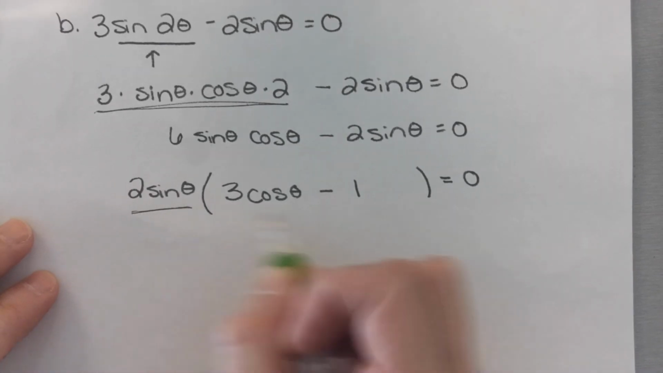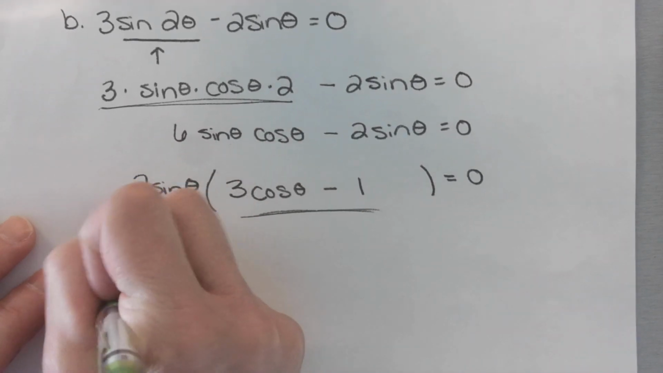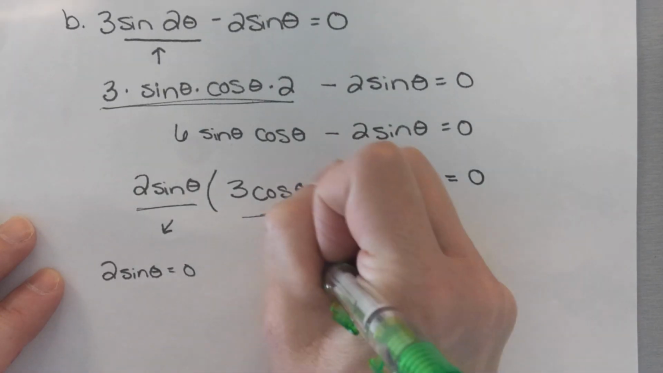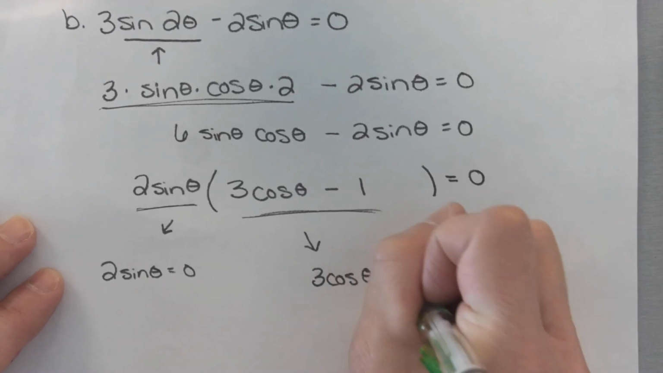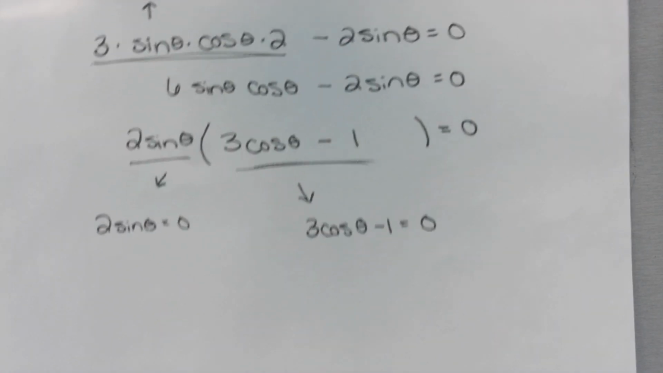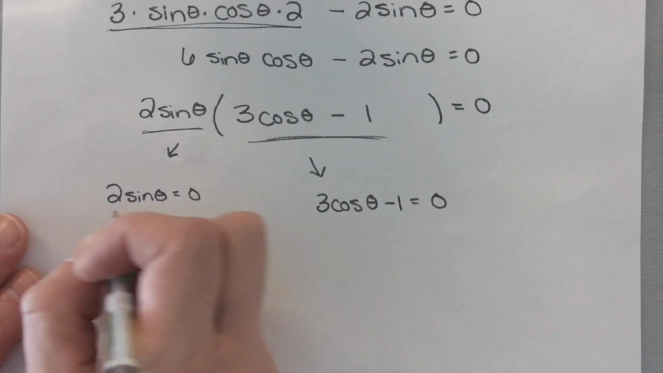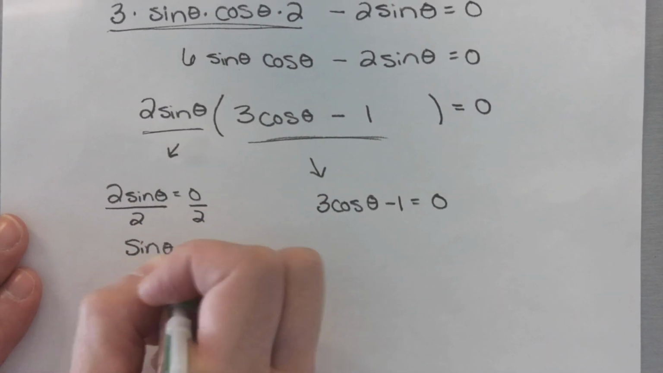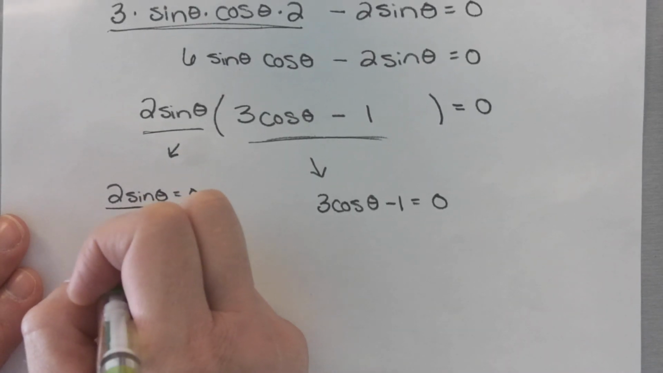All right, so we have the zero product property again. One of those things has to be 0. So either 2 sine theta equals 0, or 3 cosine theta minus 1 equals 0. Let's start with the one on the left. How can I solve for sine theta? Divide by 2. What's 0 divided by 2? 0. How can I undo the sine? Inverse sine.